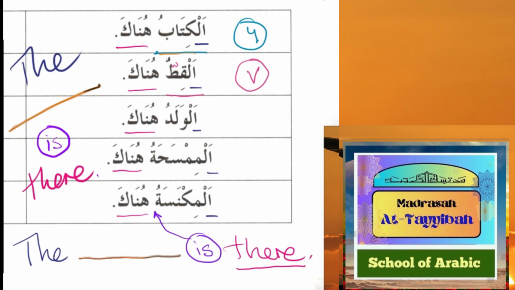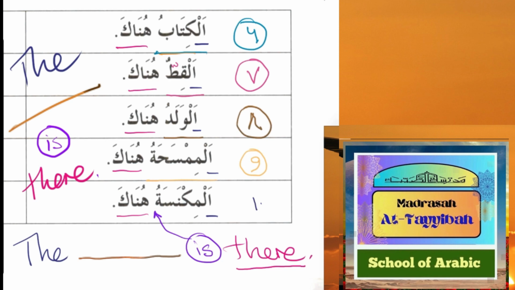Right. Next one, ثمانية, number 8, الولد هناك. الولد, the boy. The boy is there. Next one, تسعة, number 9, الممسحة هناك. And mimsaha is duster. Duster or dust cloth. So al-mimsahatu, the duster. هناك is there. The duster is there.